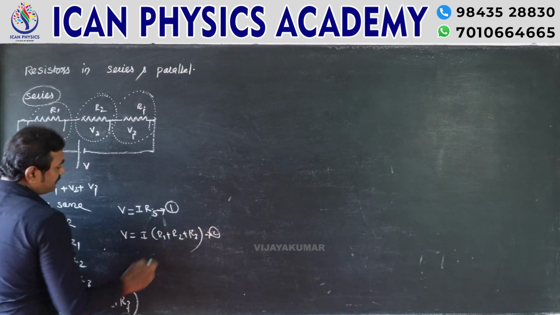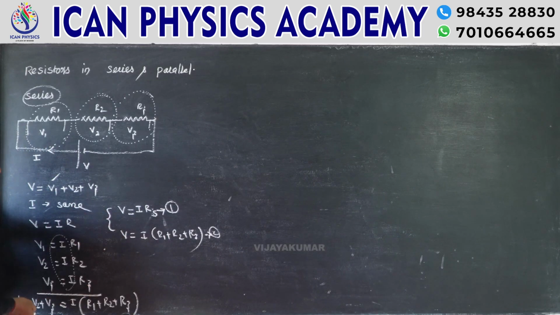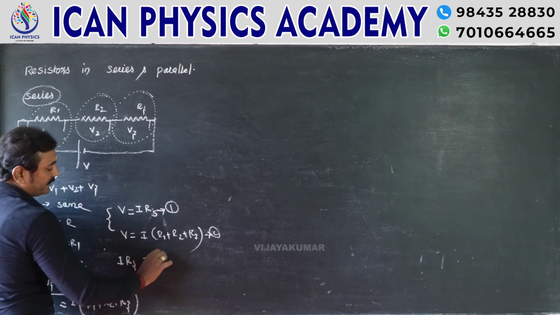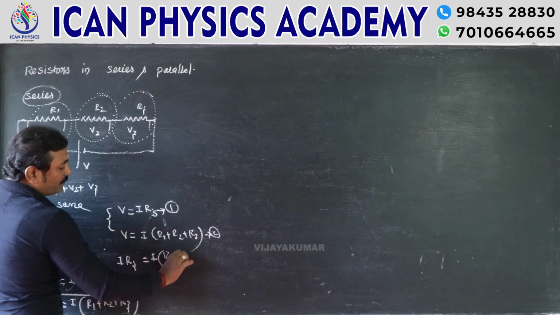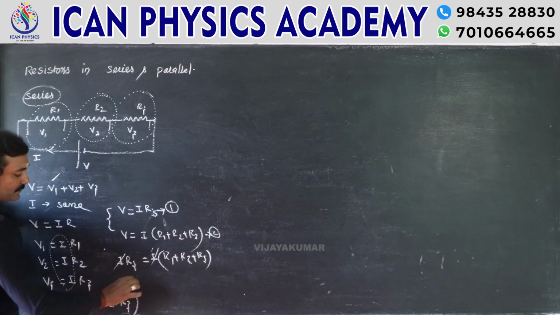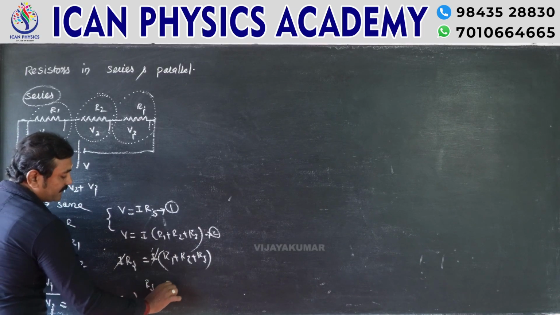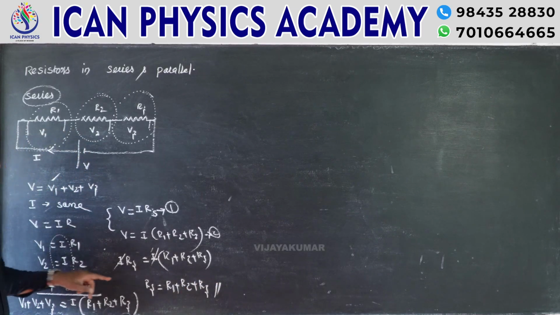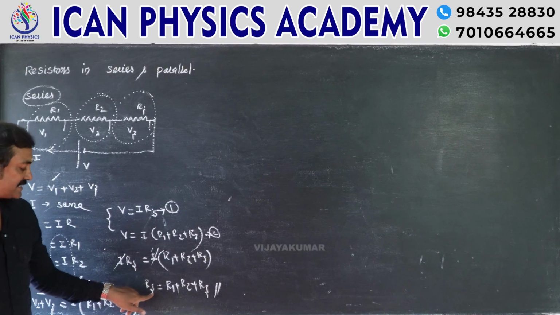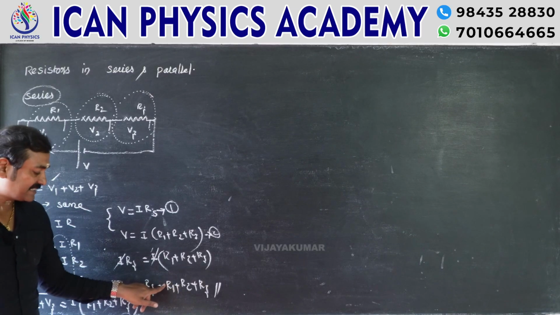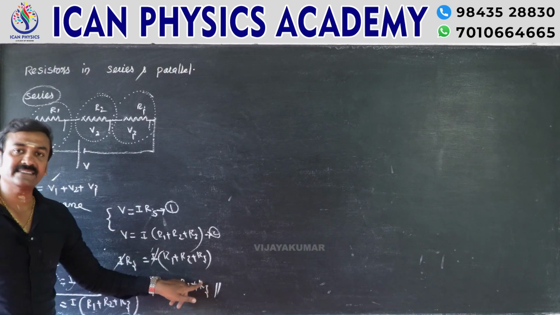Now, taking this as equation 2, compare 1 and 2. The LHS are equal, so automatically the RHS are equal. So I into RS equals I into R1 plus R2 plus R3. Now I gets cancelled, so RS equals R1 plus R2 plus R3. So the effective resistance in series is equal to the algebraic sum of the resistances of the individual resistors.